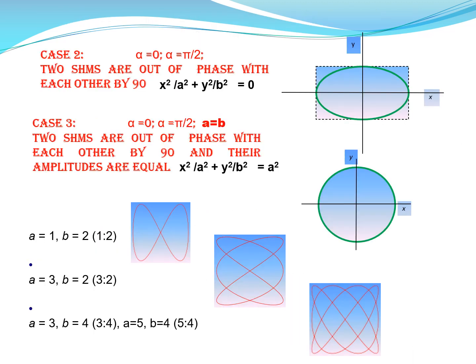Now in case 2, when alpha is equal to pi by 2, the two simple harmonic motions are out of phase with each other, and as we substitute the values for cos 0 and cos pi by 2 or sin 0 and sin pi by 2, we end up with an equation with x square by a square plus y square by b square equal to 1, which is nothing but the circular motion case.